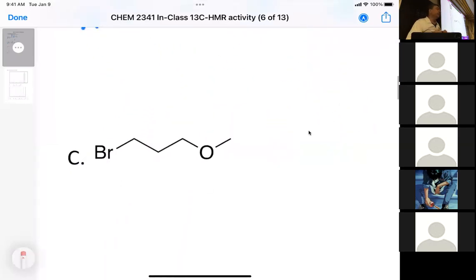Okay, so now let's do this one. Okay, we're going to have A, B, C, and D. So which one's going to be the furthest downfield?